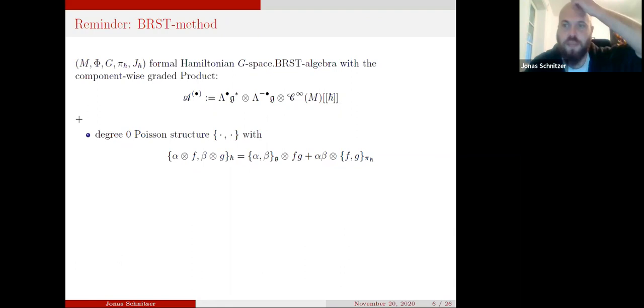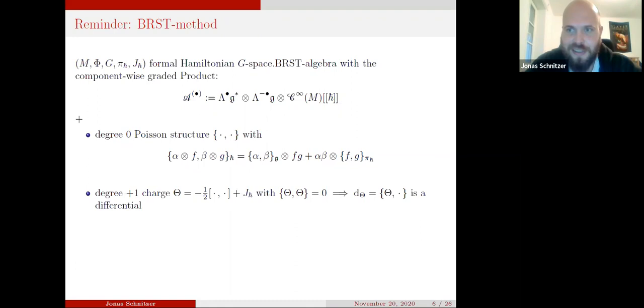Okay, this algebra has more features. It has what is usually called the charge. The charge is the bracket of the Lie algebra. This is an element in this algebra because it's a map from the second wedge of G to G. So it is an element of the second wedge of G star tensor G.